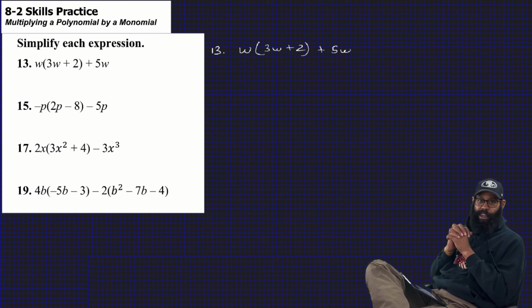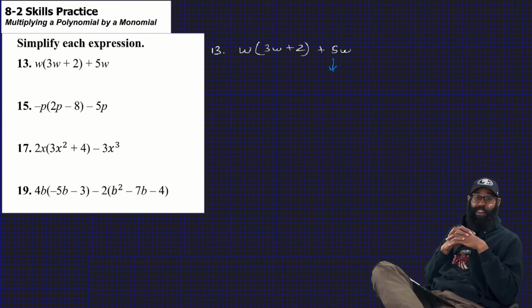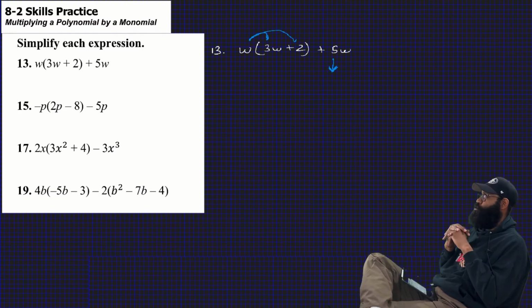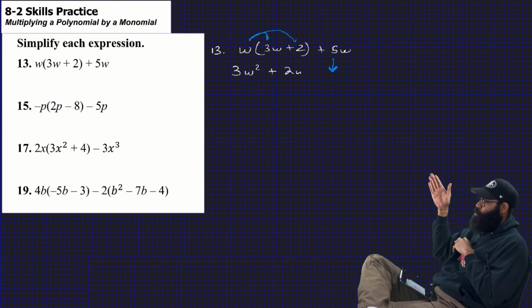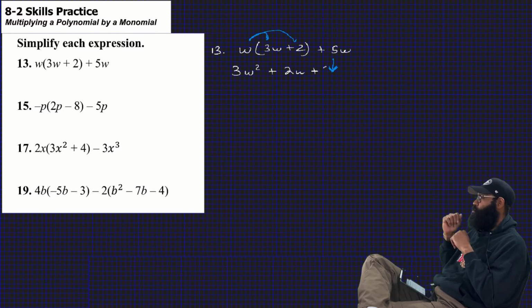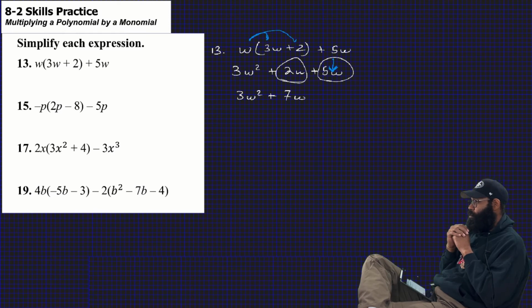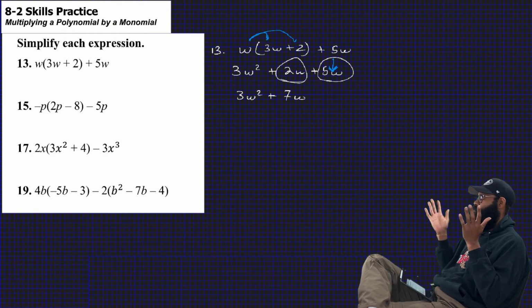So guys, you're adding an extra skill, and the extra skill they're adding is addition. We would add if we had to collect like terms, but first we got to do distributive property. So w times the 3w plus 2. So of course 3w squared plus 2w, and then bring it on down. Bring it on down, right? Now collect like terms. 2 plus 5 is 7.